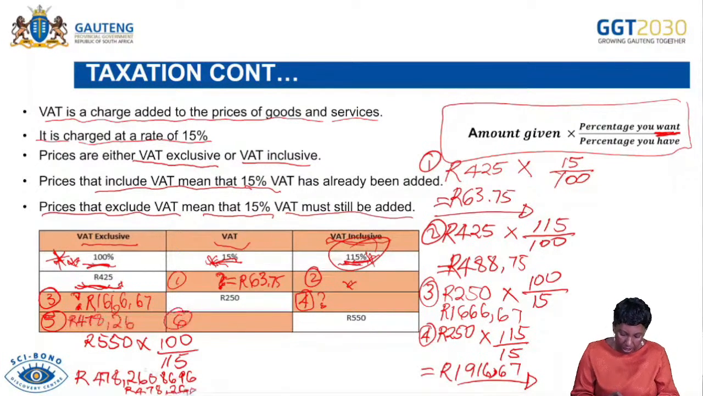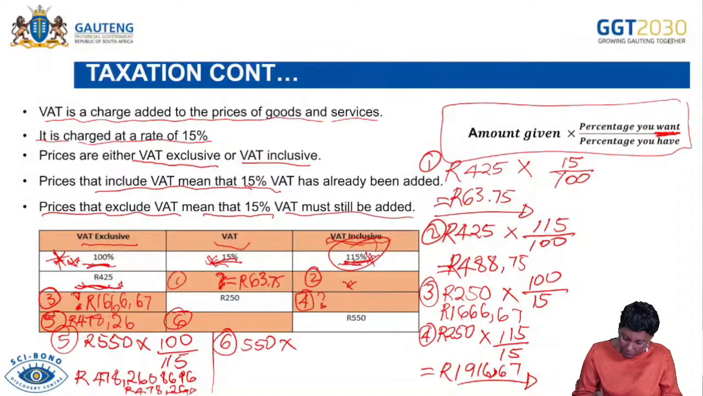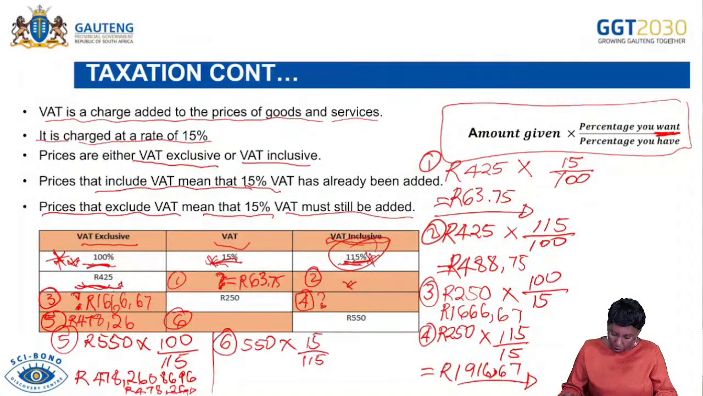And then now I'm doing the last one, which is number 6. I want quickly to check number 6. What am I given for number 6 here? This is my number 5. Now for my number 6, what am I given? I'm given the 550. What do I want? I want the 15%. What do I have? I have the 115. So now I quickly go back to my calculator.